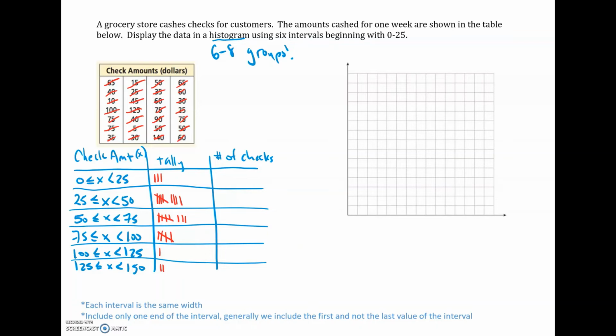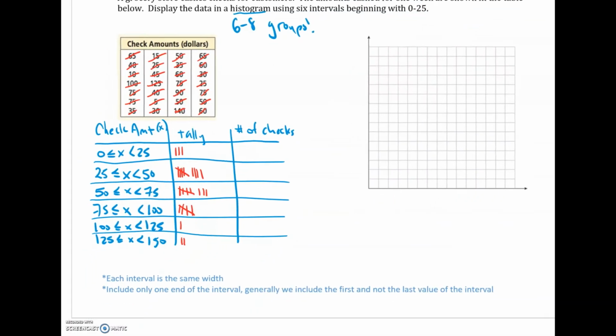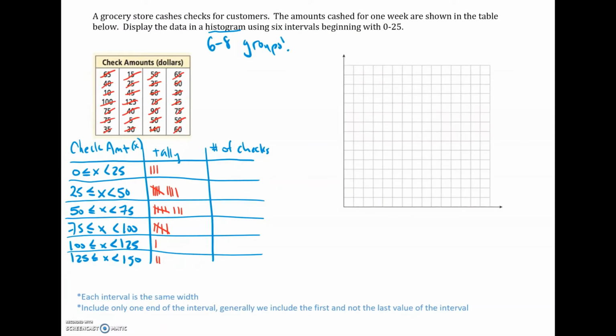Then the number of checks per group is just the total number of tallies. So we have 3 total. Sorry, my hand's moving the document. So 3 here, then 5, 6, 7, 8, 9, 8, 5, 1, and 2. What we're actually going to graph is what I have here in blue. We have our interval, which becomes the width of the bar, and the number of checks, which is the height of the bar. So this is your X, this is your Y.